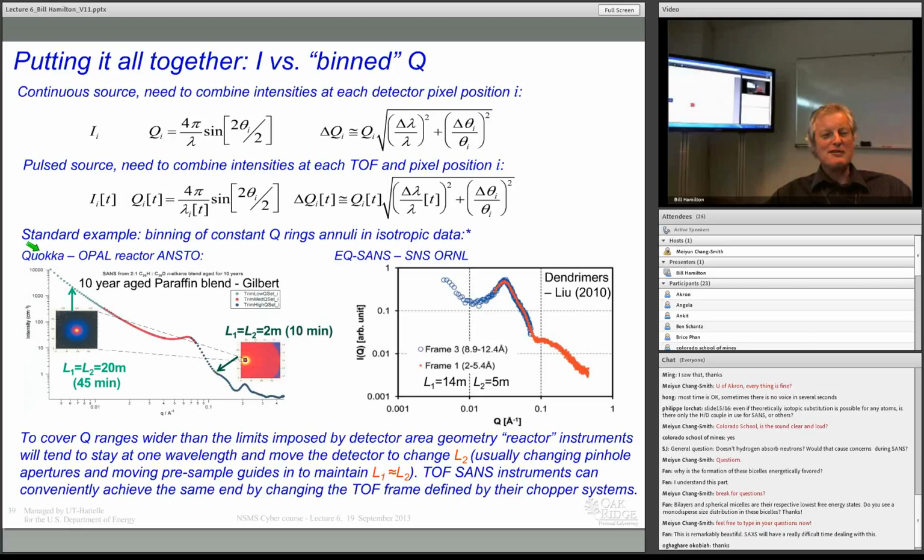It's paraffin that he'd aged for 10 years because he was interested in how soft matter kinematics changed over a 10-year period. And we measured over 3 scales. We did a 45-minute run at the 20-meter setting of the instrument, a 10-minute run at the 2-meter setting of the instrument, and then we did annular averages of all those data sets to get this pattern.